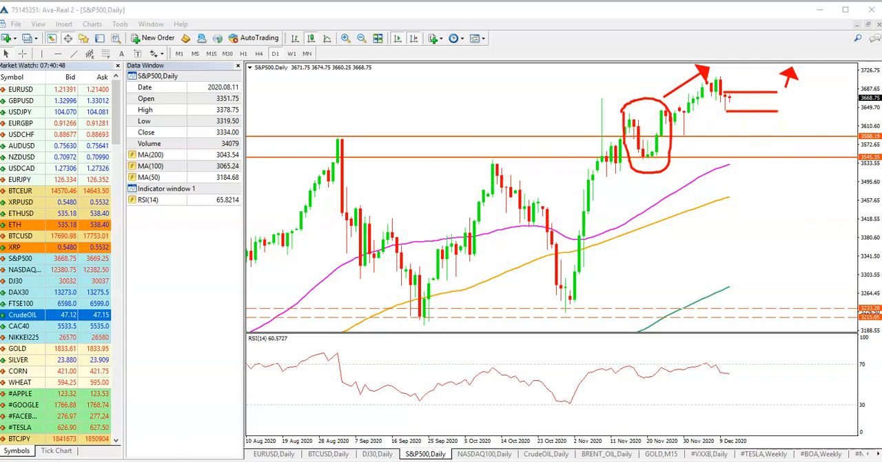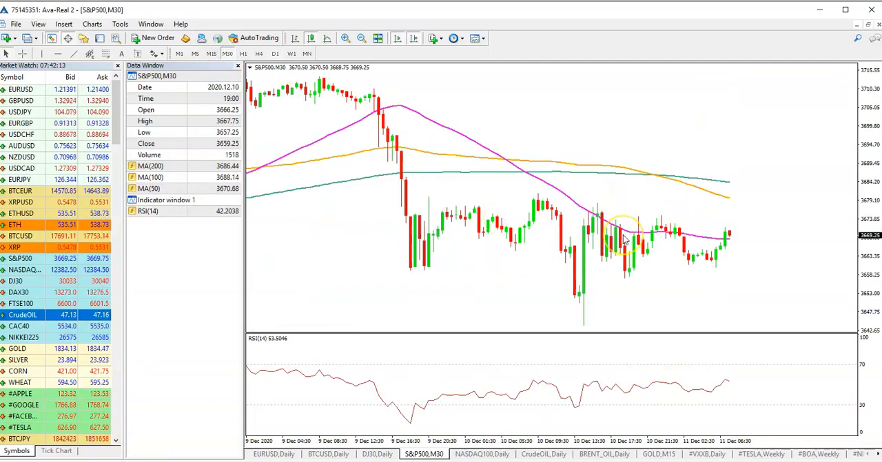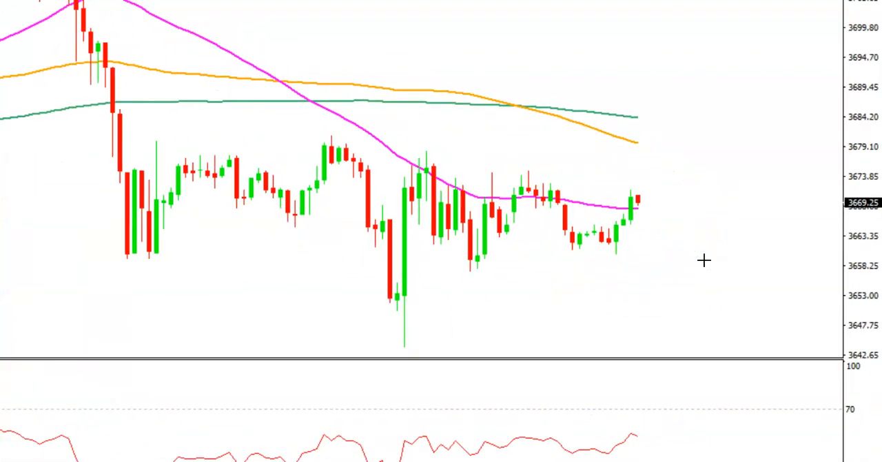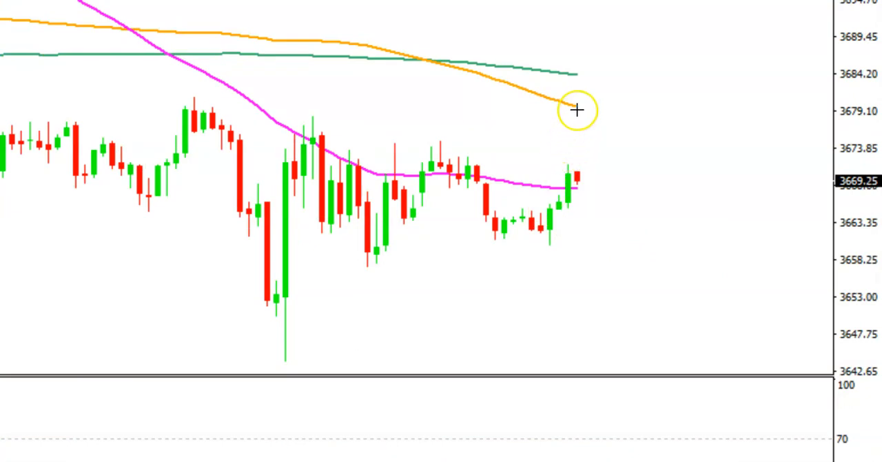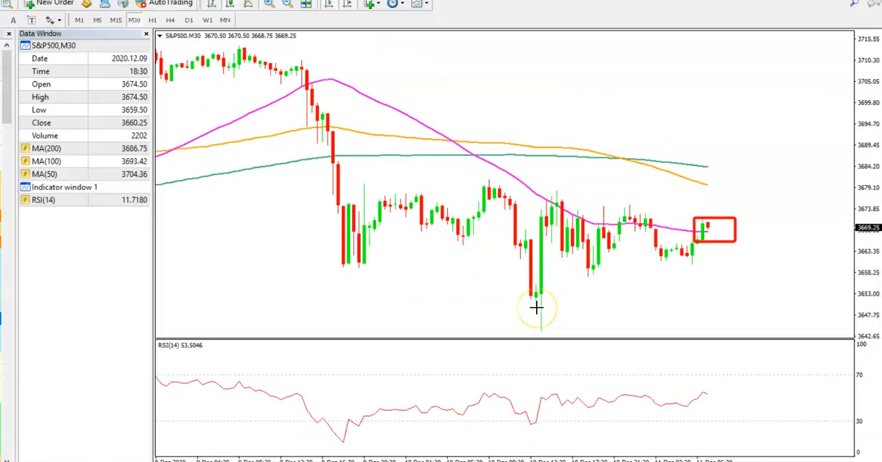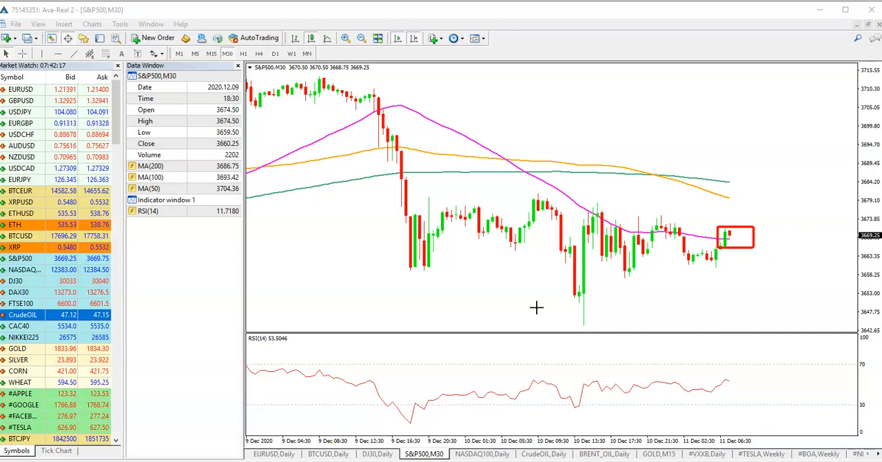Now, the question is, how are we going to know that? How can we really figure that out? In order to figure that out, we have to go into the 30-minute time frame. On the 30-minute time frame, we have to pay attention to some critical and crucial factors, such as your 50-day simple moving average, 100, and of course your 200-day simple moving average. What happened right now is that the price has crossed above the 50-day simple moving average on the 30-minute time frame.